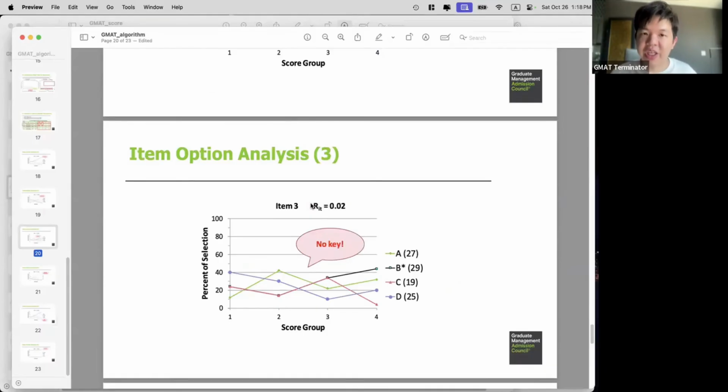After all, the cost of creating each question is so high, so let's not doubt the official answers. Many students say, Dustin, I think the answer in the OG might be wrong. Or why isn't this the answer?